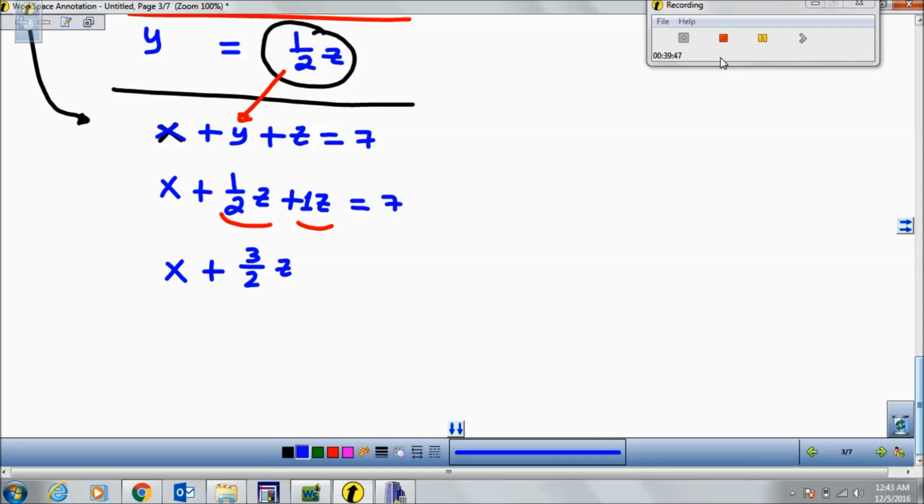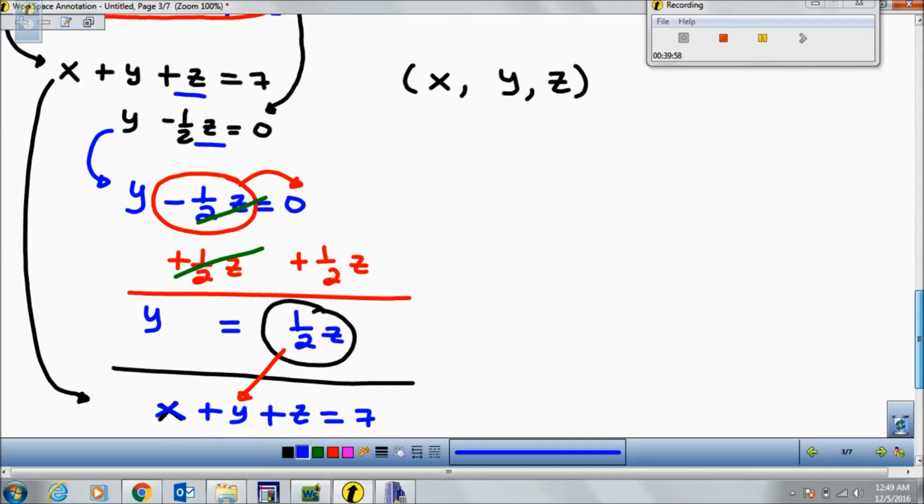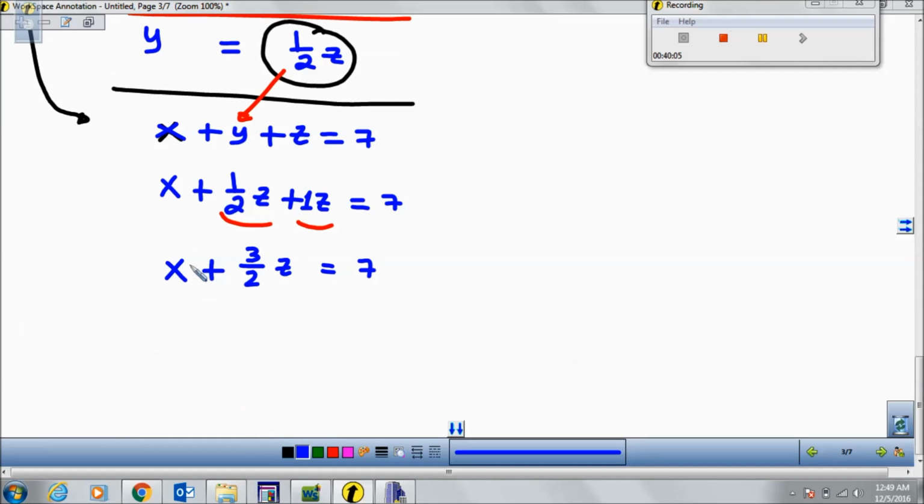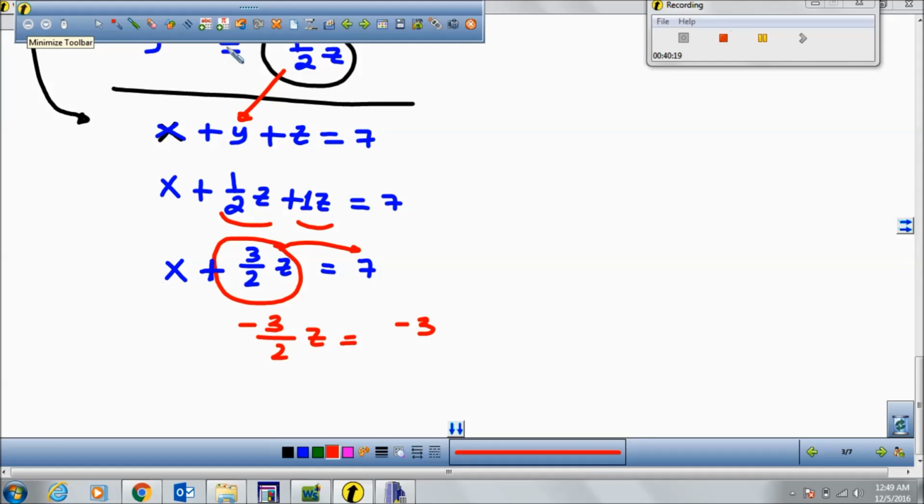Equals 7. So we're going to solve for the variable that was not the one that was commonly repeated in the two equations that we created at the beginning. So not for z. You're not going to solve for z, you're going to solve for x. So we're going to move this term to the other side. How? By subtracting it. Minus 3/2 z. Oops, put an equal sign.